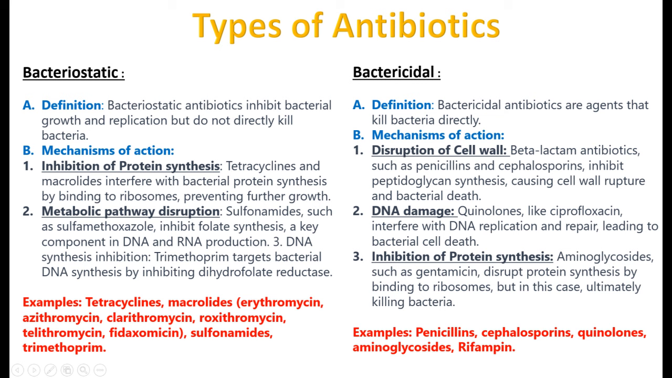3. Inhibition of protein synthesis. Aminoglycosides, such as gentamicin, disrupt protein synthesis by binding to ribosomes, but in this case, ultimately killing bacteria. Examples are penicillins, cephalosporins, quinolones, aminoglycosides, rifampin.